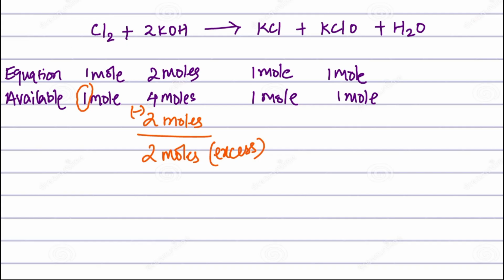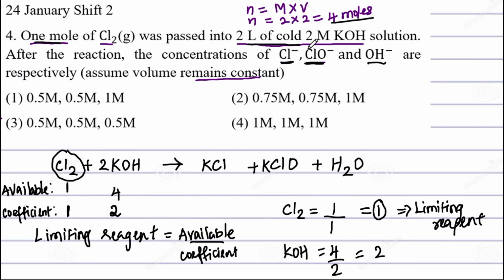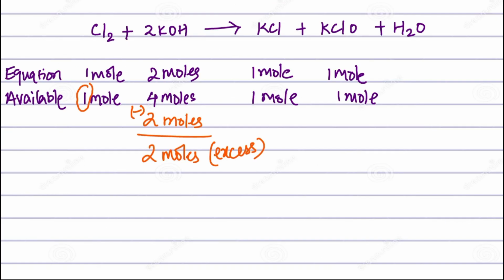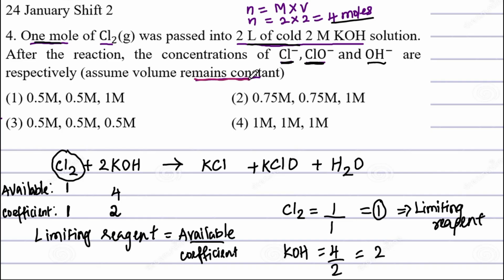Now let us find the concentration. Here in this question, concentration is expressed in molarity. So how to find the molarity of the three substances? Molarity is equal to number of moles divided by volume. So already in the question it is mentioned the volume remains constant. So what is the volume already given? 2 liters. So that is the volume you have to use.